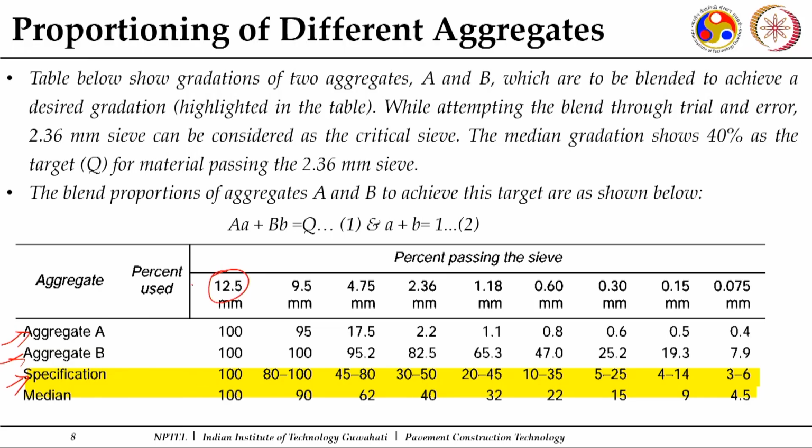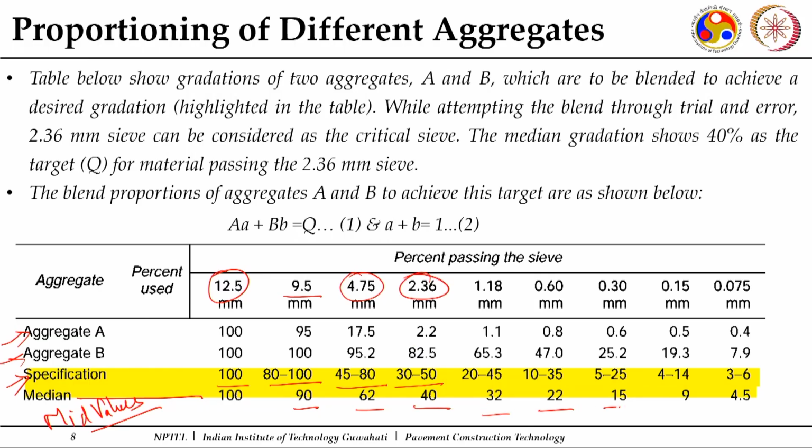It says that for the 12.5 mm sieve, 100% material should pass. For 9.5 mm, 80 to 100% material should pass. Simultaneously I am writing the mid values also. So, my mid value here is 100, since 100% should pass. For 9.5, 80 to 100, my mid value is 90. Then it says that for 4.75, 45 to 80% material should pass through it. So, approximately 17 has to be added, and I can round it off to 62% passing. Similarly, 30 to 50 should pass through 2.36, so 40% is the mid value.